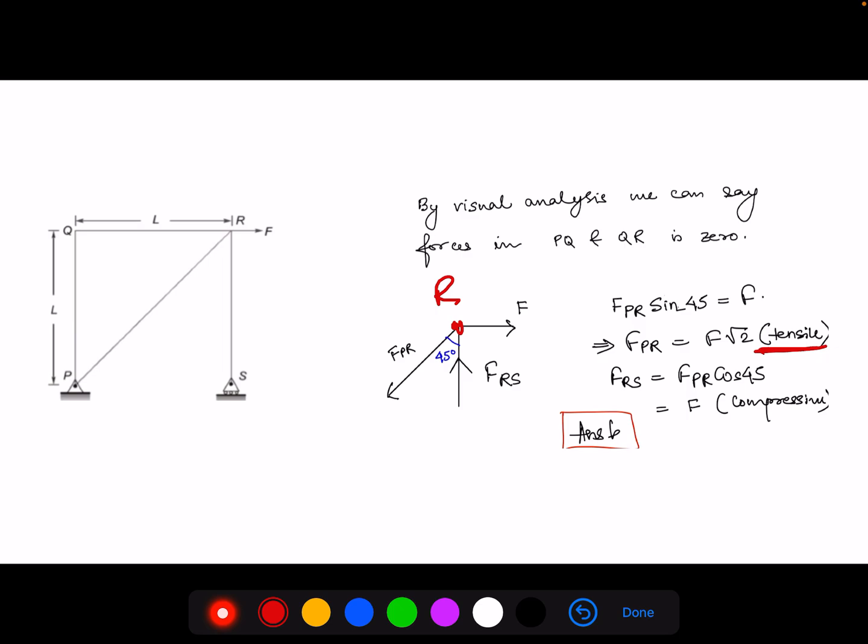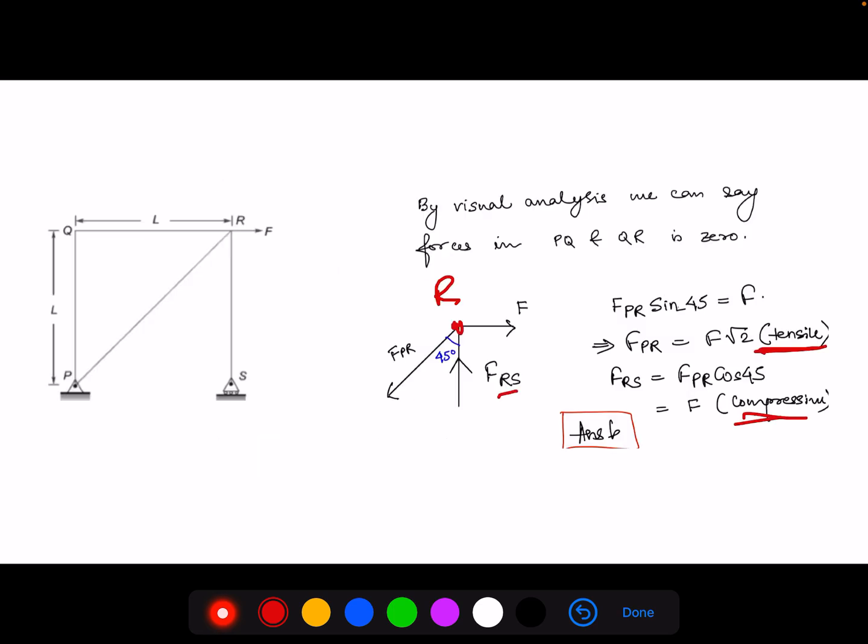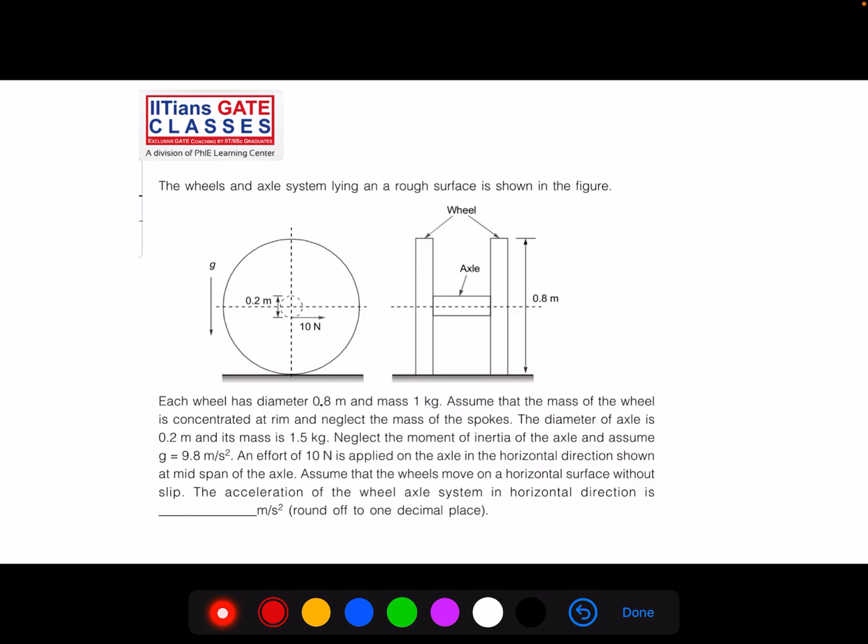right? And what is member RS doing? The member RS is pushing the joint R. So if the member RS is pushing the joint R, the member itself will be under compression, right? So the answer is B, F root 2 tensile and F compressive. In PR, it is F root 2 tensile, and in RS, it is F compressive. So this was your third question. Let us move on to the last question.